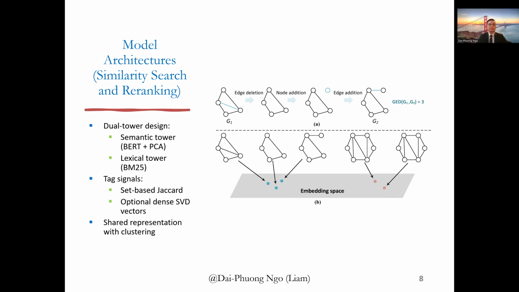Importantly, the semantic tower is shared with the clustering pipeline. This ensures that retrieval and clustering operate in compatible spaces, which simplifies downstream use cases like RAG or intent routing.